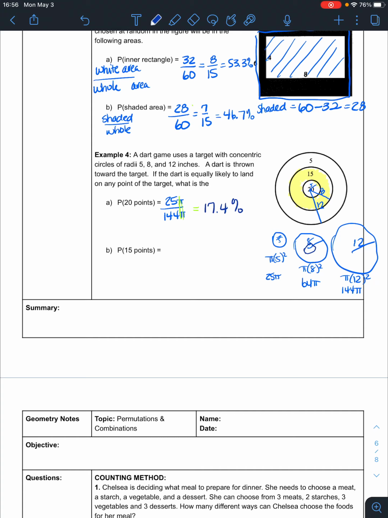Okay, so let's take the 64 pi. I want to land in the 64 pi, but I want to take away the 25 pi because I don't want to land in that space. So 64 pi minus 25 pi is 39 pi. So I want to land in that 39 pi, and I can land anywhere in that 144 pi. So my pi's cancel out. So 39 divided by 144, and you get 27.1%.